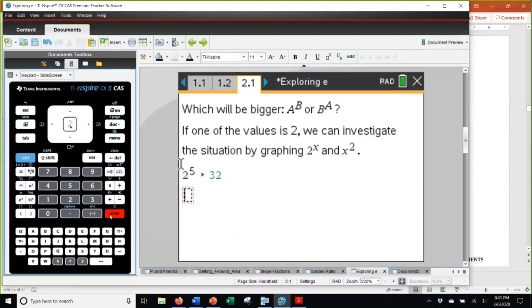What happens when we do 2 to the 5th? And then what happens if we do 5 squared? In this case, A would win. The smaller value turned out to have the higher result when the exponential equation happened. And you could do this with several other values.